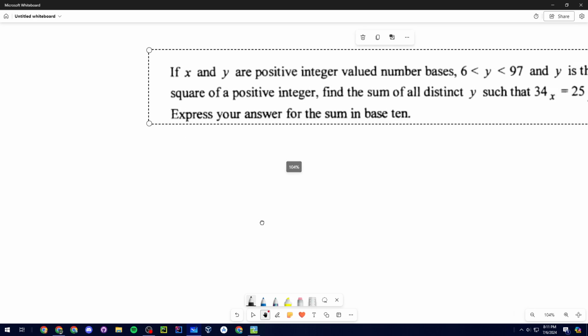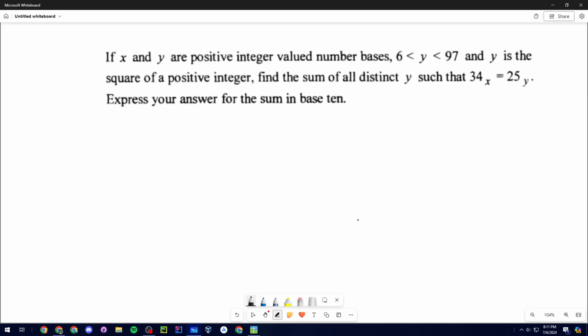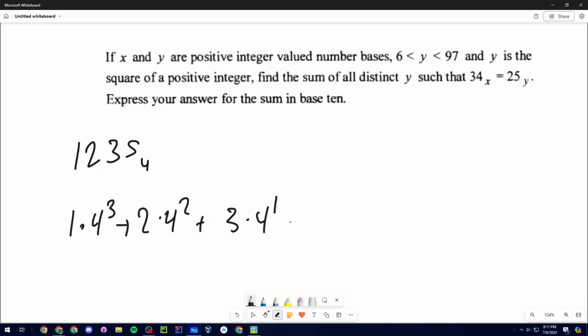Number bases. Okay, I always like problems like these. I know we haven't covered number bases in any of the videos, but here's a quick crash course. If you have a number like 1, 2, 3, 4 in base 4, expanding that out is just 1 times 4 to the third, plus 2 times 4 squared, plus 3 times 4 to the first, plus 4 times 4 to the 0th, which is just 1.